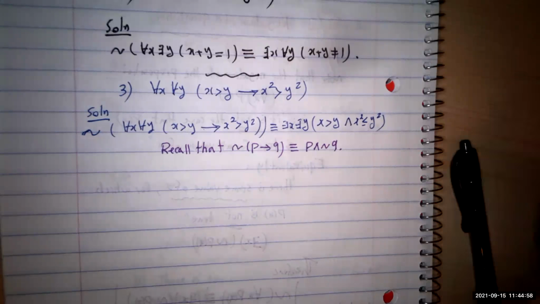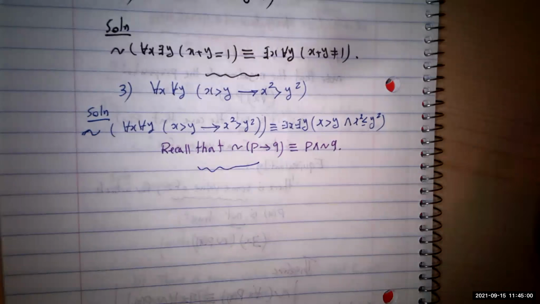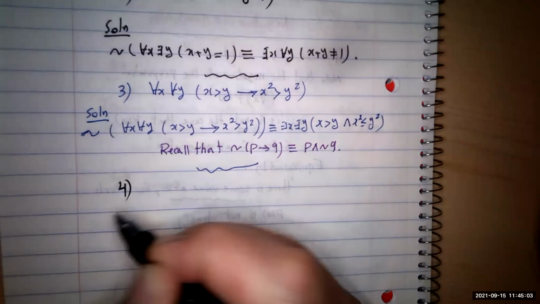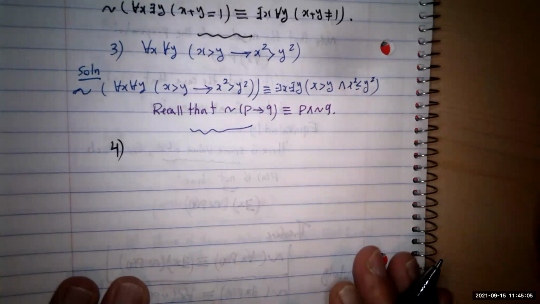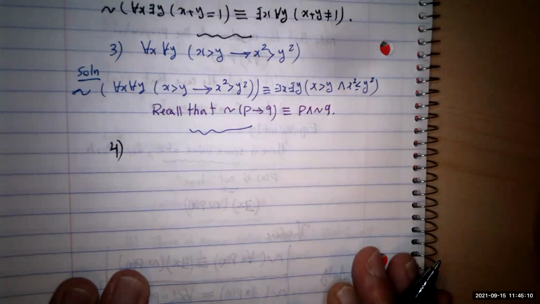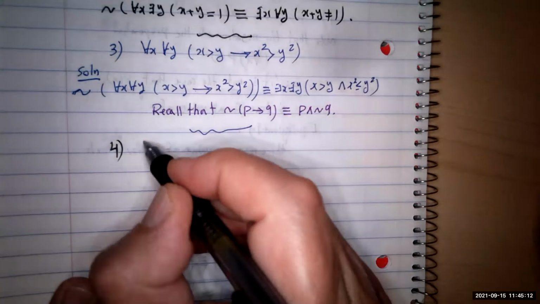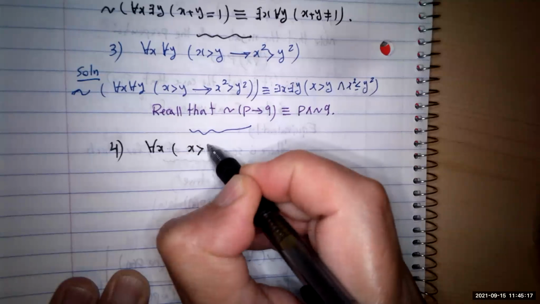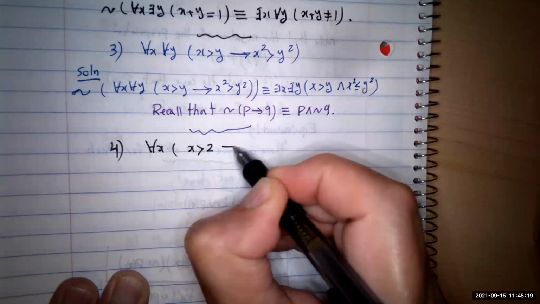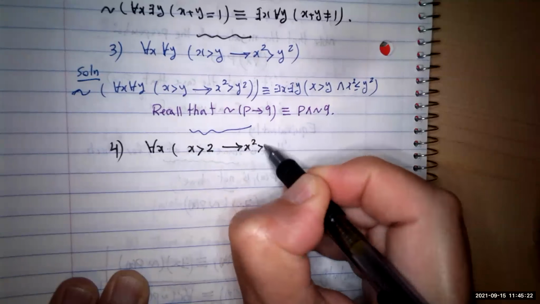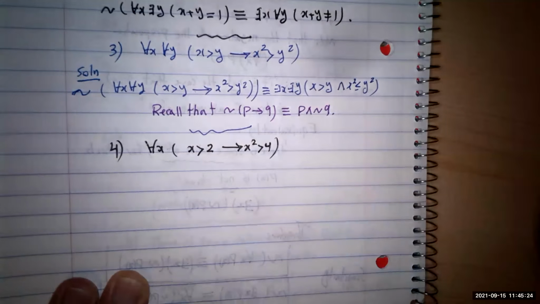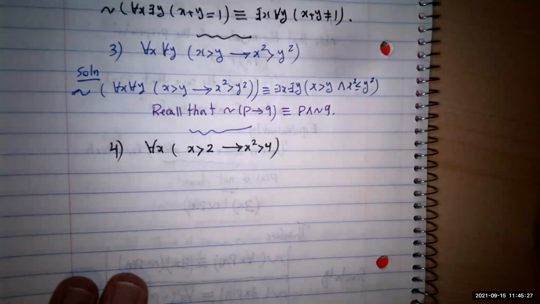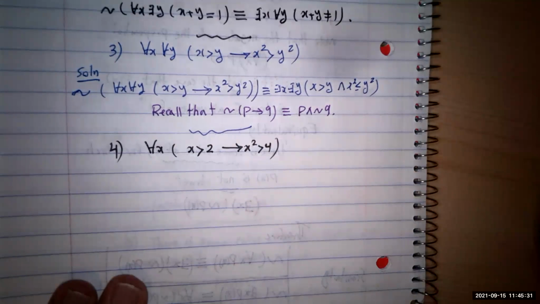So I give you another one of this quantity so that you know it. Let's call this one number 4. Again, you have a list in that practice test that we're going to have, and quite a lot in your book. So let's check this one. The negation of for all x, if x is greater than 2, then x squared is greater than 4.